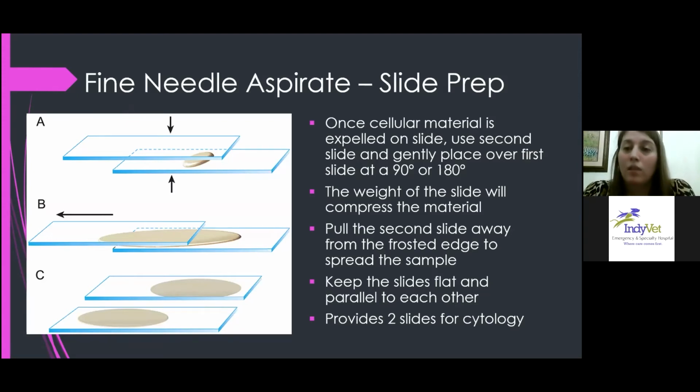The weight of the second slide will compress the material. You don't want to press very hard, because that can cause the cells to break and potentially not give a diagnostic sample. After the weight has settled, pull the second slide away from the frosted edge, so essentially pull both slides apart to spread the sample out, keeping the slides flat and parallel to each other. If this is done correctly, you'll actually have 2 slides to prepare for cytology. So 1 sample, 2 slides out of it.